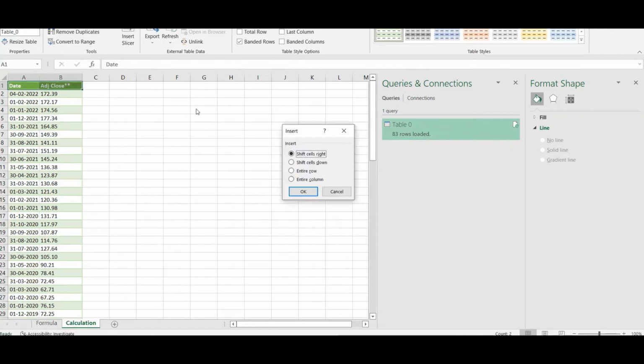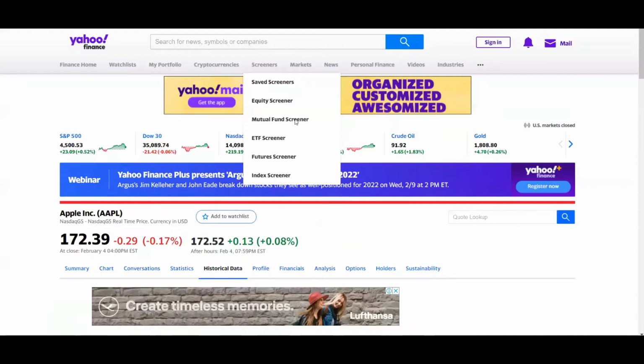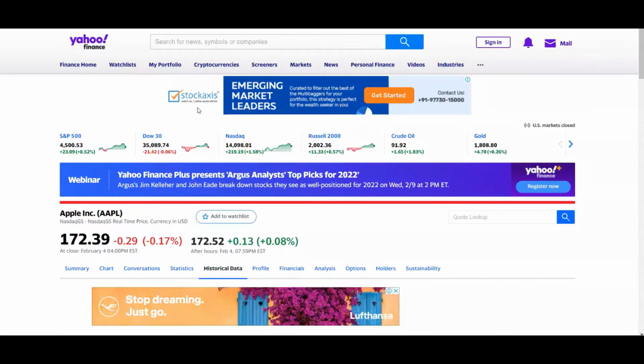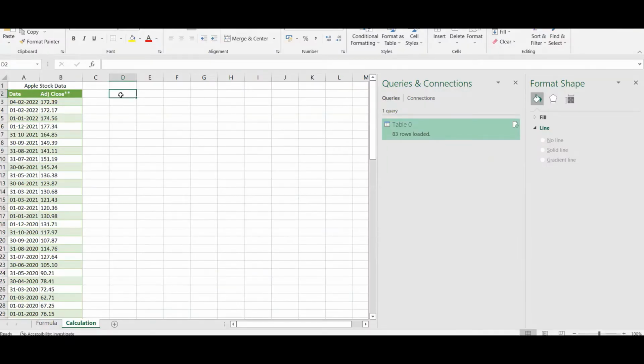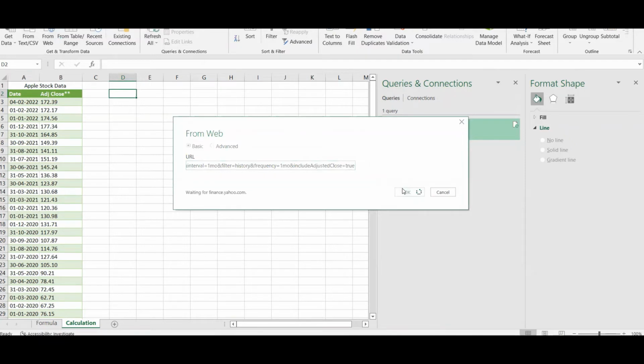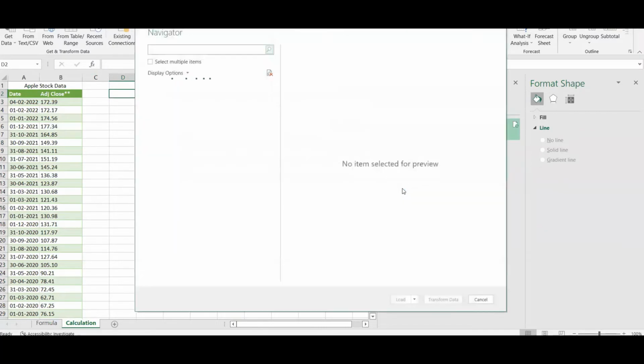Let me add one more stock. Let me tag this as stock data. Now similarly, I'll import the S&P 500 index data, of which Apple is a stock. So this is S&P 500 data. I'll import this data as well. I'll keep the cursor over here, go to data, import from web. It's getting imported.